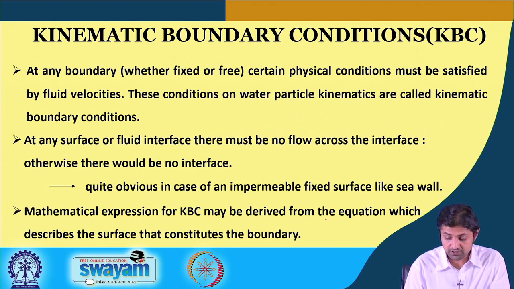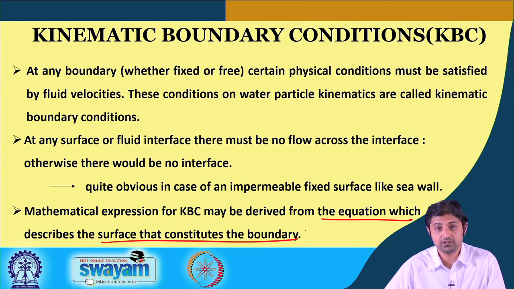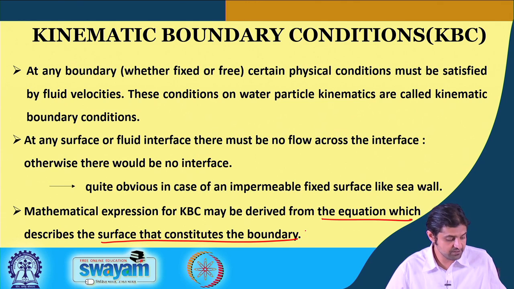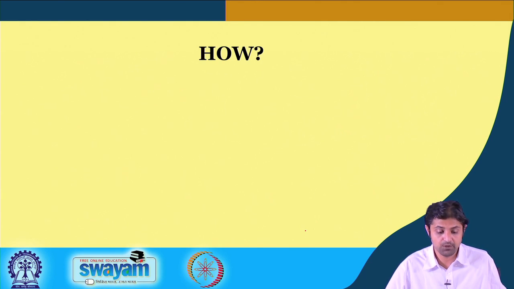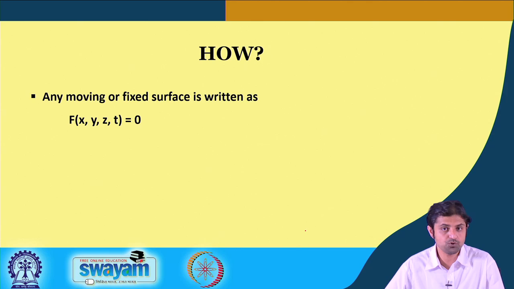Derived from the equation of the surface that constitutes the boundary. So, if we define a surface, we can determine the kinematic boundary condition. We will understand this with an example. How? We say that any moving or fixed surface can be written as a function f(x, y, z, t) = 0. How it depends on x, y, z and t we do not know, but let us say there is such a function.